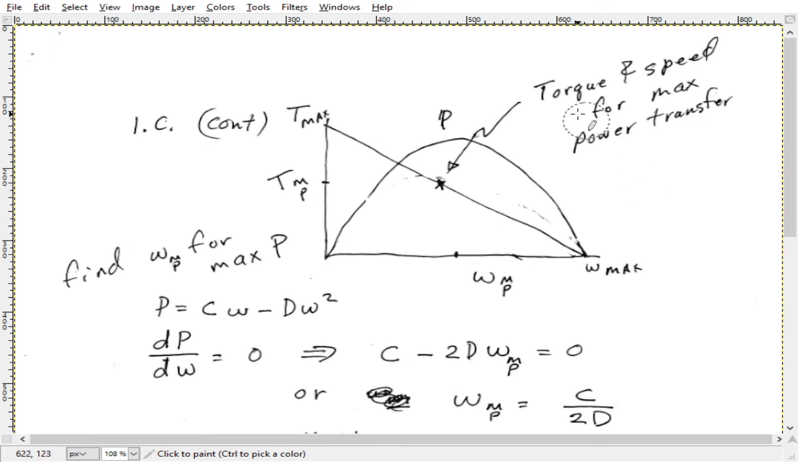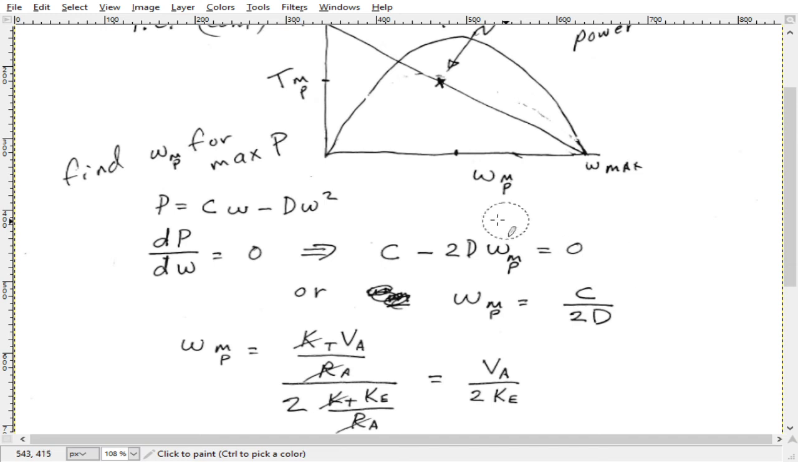Okay, so anyway, this is torque and speed for maximum power transfer. What we want to do is find out what speed and what torque produce the maximum power for this. So under what conditions can you extract the maximum power out of this motor? Okay, so what we do is we use a little bit of calculus.